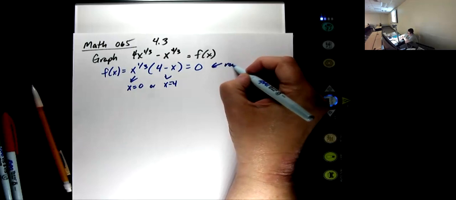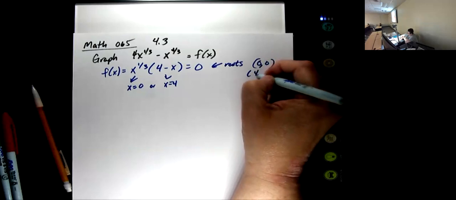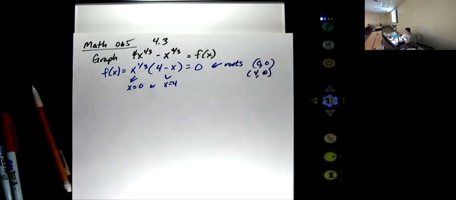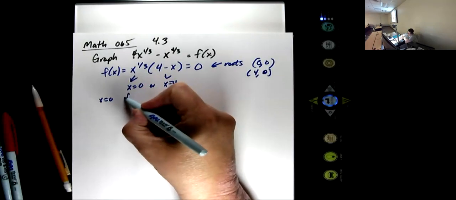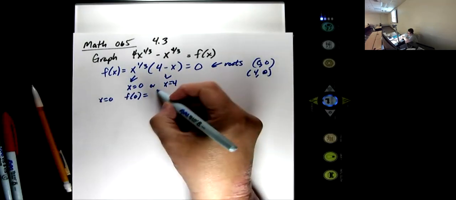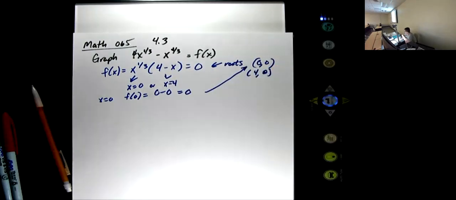And so we set each of these equal to 0, and we find x equals 0 and x minus 4 equals 0, and thus x equals 4. These are roots if we set it equal to 0. So we've got the origin and we've got 4, 0. If we look for the y-intercept by setting x equal to 0, we get back to a point we already had. So we've got two intercepts on the axes.